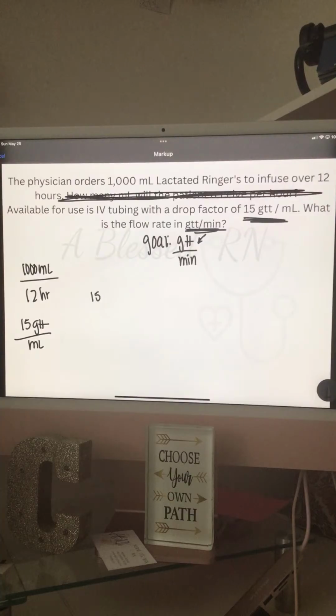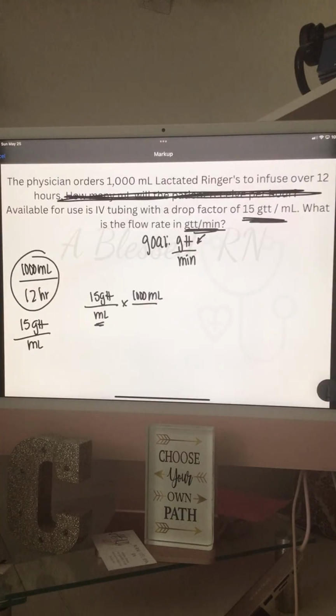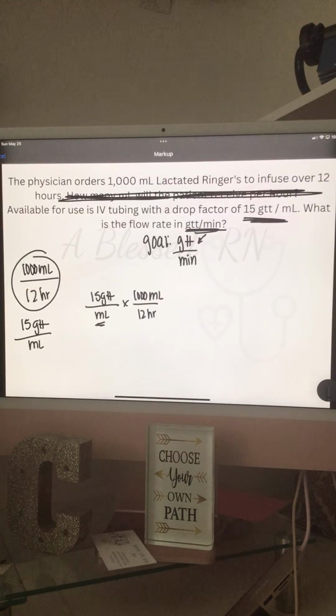So 15 drops over ml. Next, we got our milliliters at the bottom. So this one's coming next, sorry, 1,000 milliliters over 12 hours. Make sure you put that zero in there because we all know that a zero can mess up your problem greatly, right? You can make it either too big or too small. All right, so my last step is to change my hours into minutes. So 1 hour equals 60 minutes.